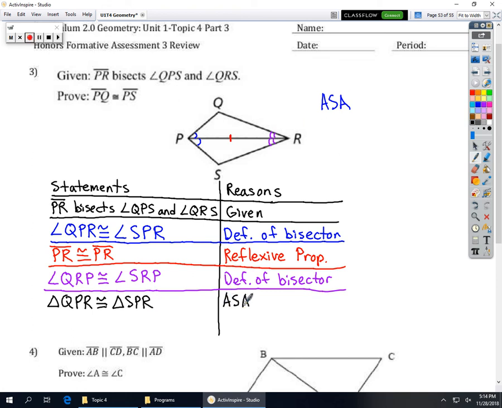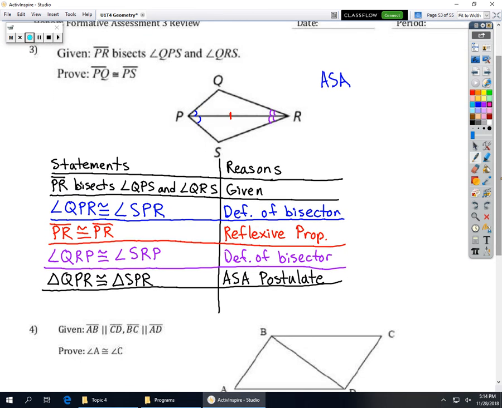So ASA postulate. You could just write ASA if you want. Now, this proof did not ask me to prove the triangles are congruent. They wanted me to prove these two sides. Since I proved the whole thing is congruent, I know these sides are congruent. So like, if you can't prove it, you might as well prove everything around it. Then it has to be congruent. So PQ is congruent to PS. And that is because of a weird acronym.